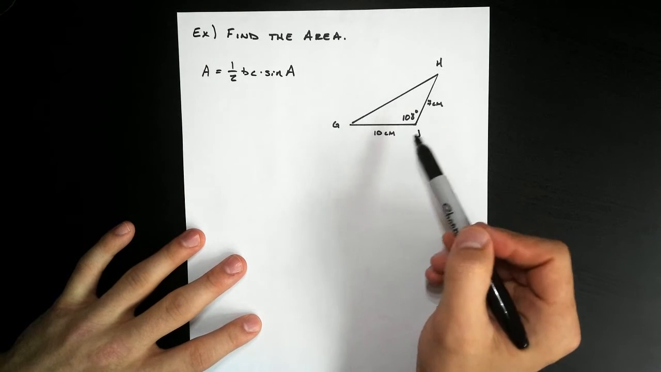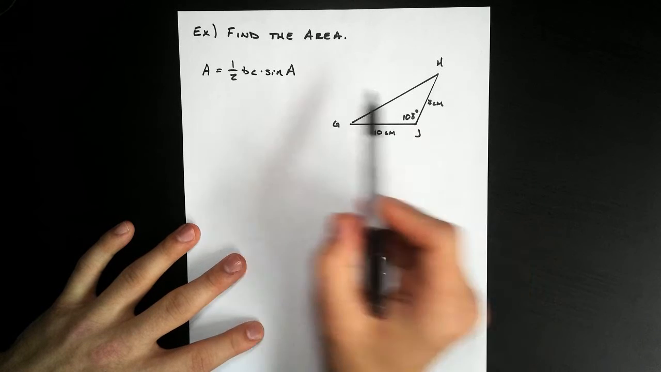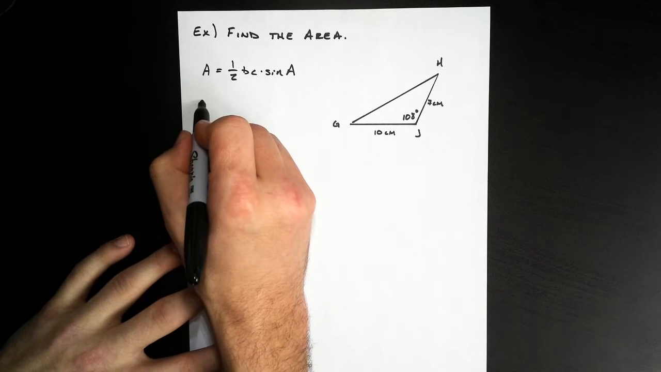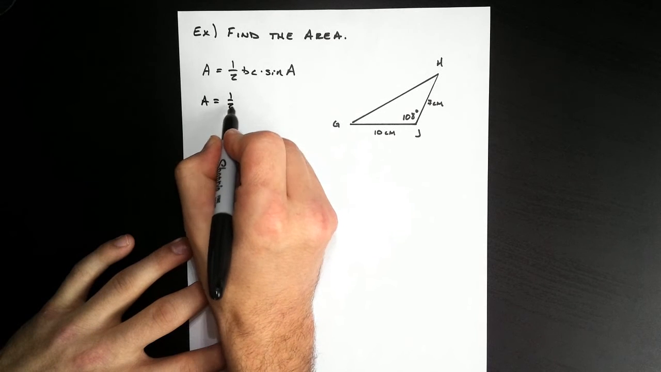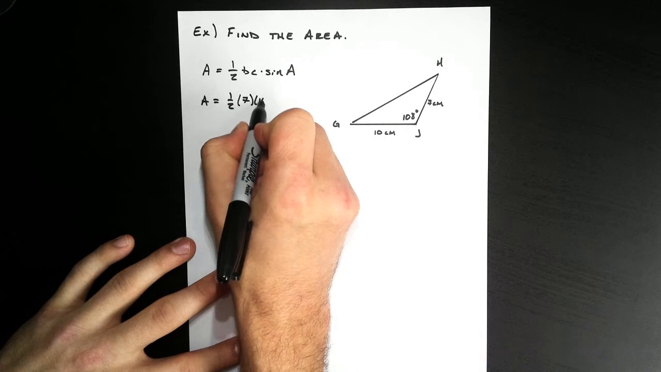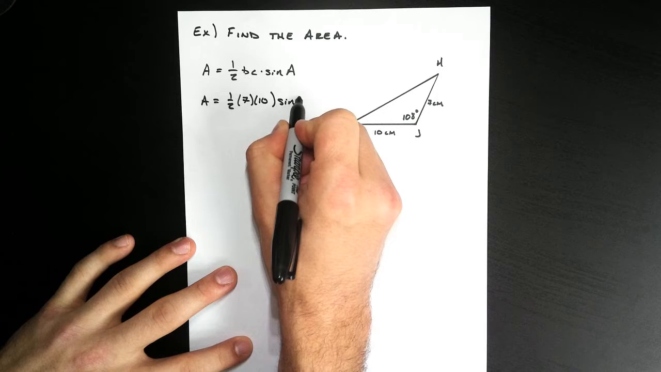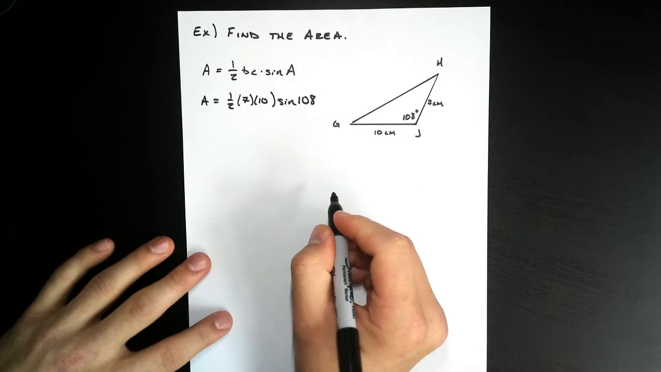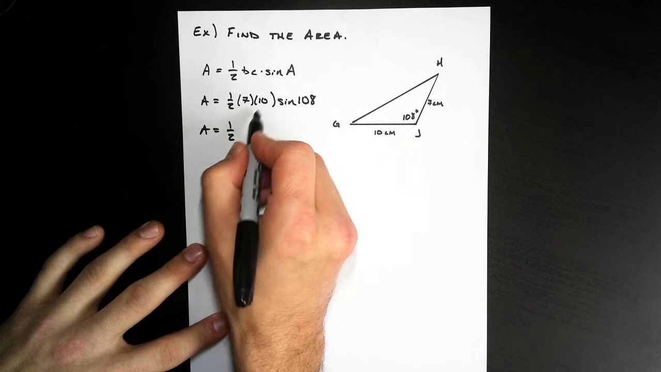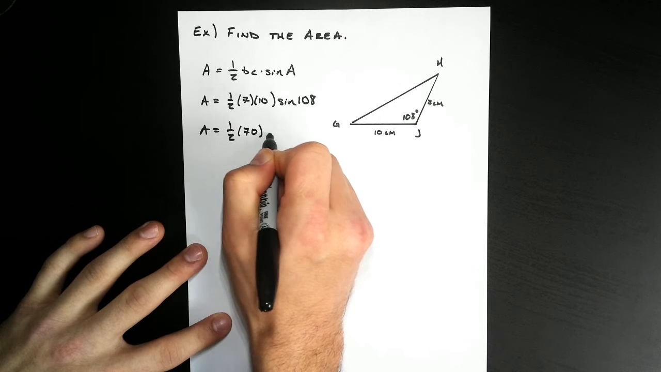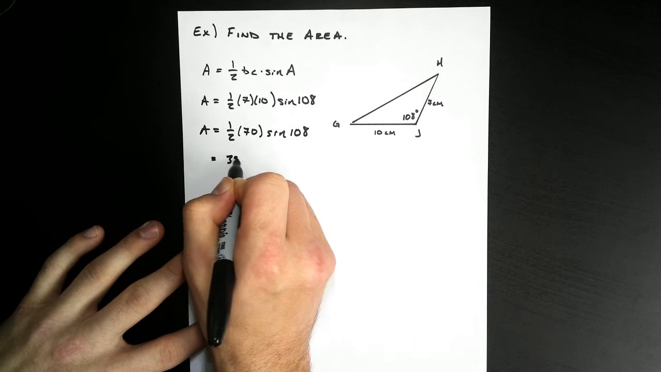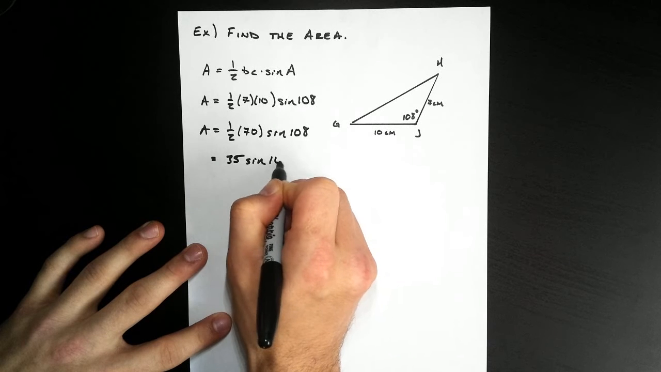So in our triangle here, the angle that we know is angle J, and then B and C are going to be the two sides that we have. So the area is equal to 1/2, and then our two sides are interchangeable, so 7 and 10, and then the sine of our angle 108. If we do a little bit of simplifying, we end up with 1/2 times 7 and 10, which is 70, and then half of 70, so we get 35 times the sine of 108.